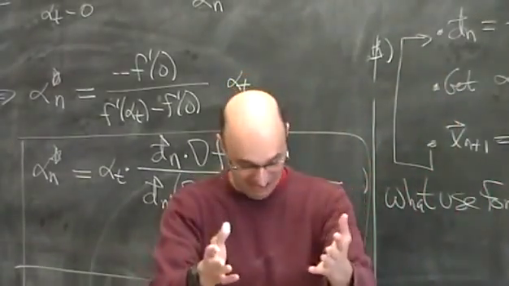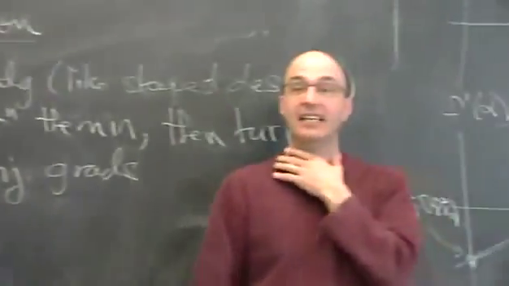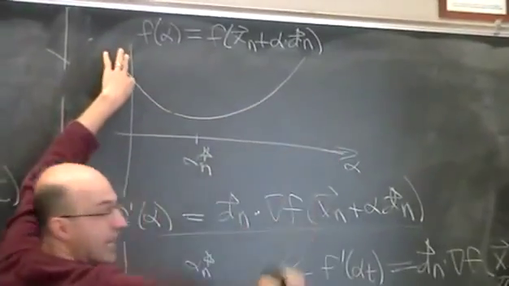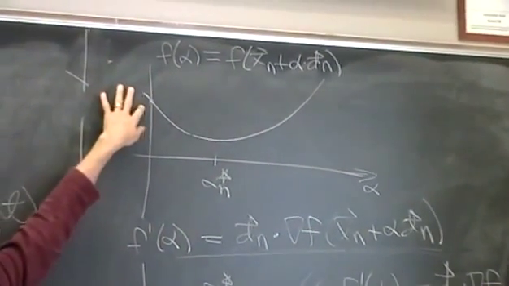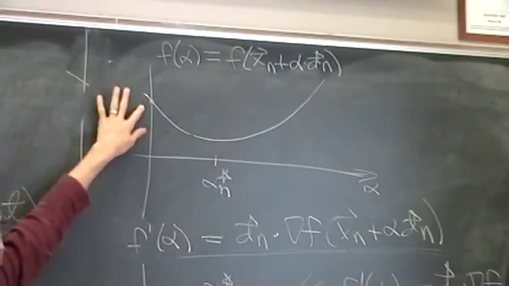So you don't want alpha too small. On the other hand, you don't want it too big, because if it's too big, you'll step out of the quadratic range of the function. So you have to be careful with it. And as you run the code, you'll gain some experience with this.